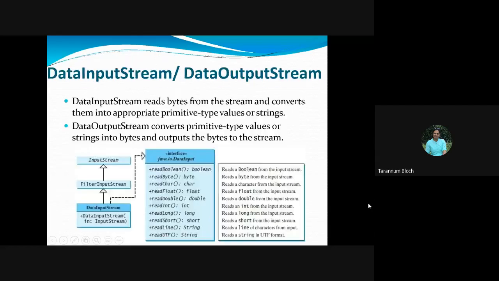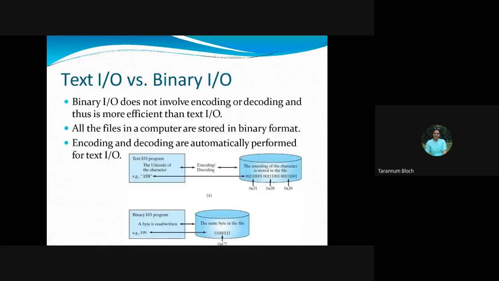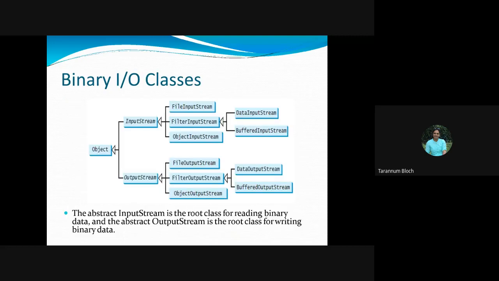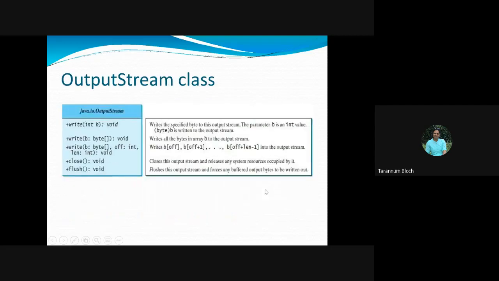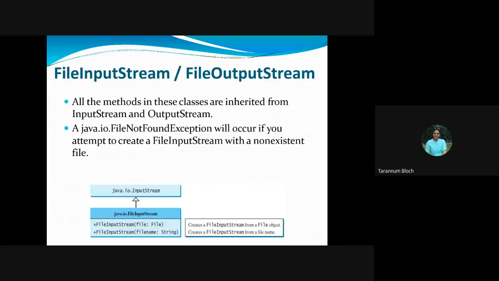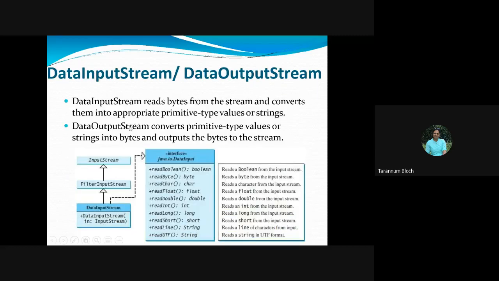So if we see the hierarchy, the way we have input and output, we also have the FilterInputStream, from which we have DataInputStream and BufferedInputStream, right? So DataInputStream, BufferedInputStream, DataOutputStream and BufferedOutputStream are the further classes. So this is the way your InputStream class, DataInputStream class, and DataOutputStream class are arranged.